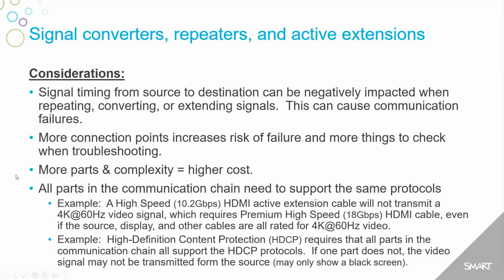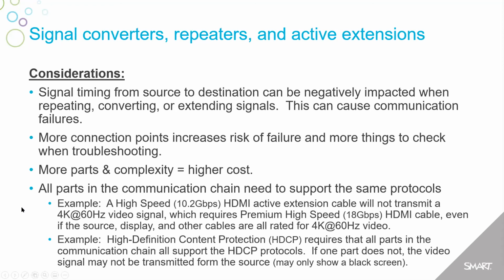More parts and more complexity usually result in higher cost. The active devices include electronic circuits to do what they do. Those electronic circuits increase the cost of the product. Sometimes it can be cheaper to use one high quality HDMI cable than a lower quality HDMI cable and an active extender.